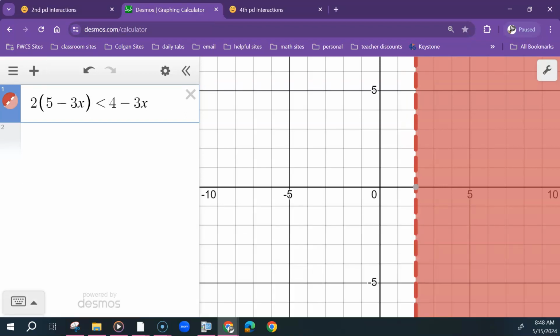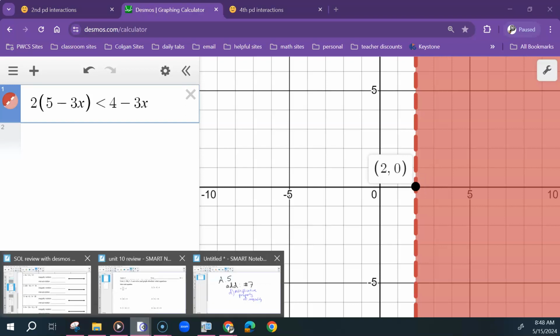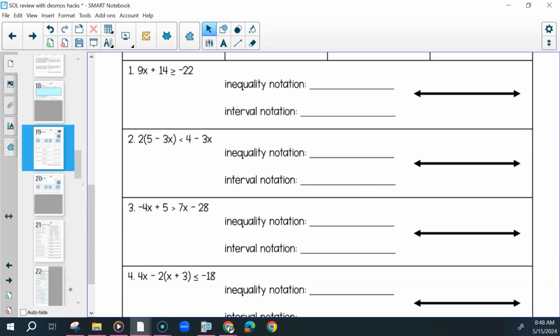And it's going to give you either a solid or a dashed line. Dash would be not equal to, solid would be equal to. And this is going to be at 2, going to the right. So your inequality notation, x is greater than 2. Your interval notation is where you use square brackets, parentheses. It's like your domain and range, but from start to end.